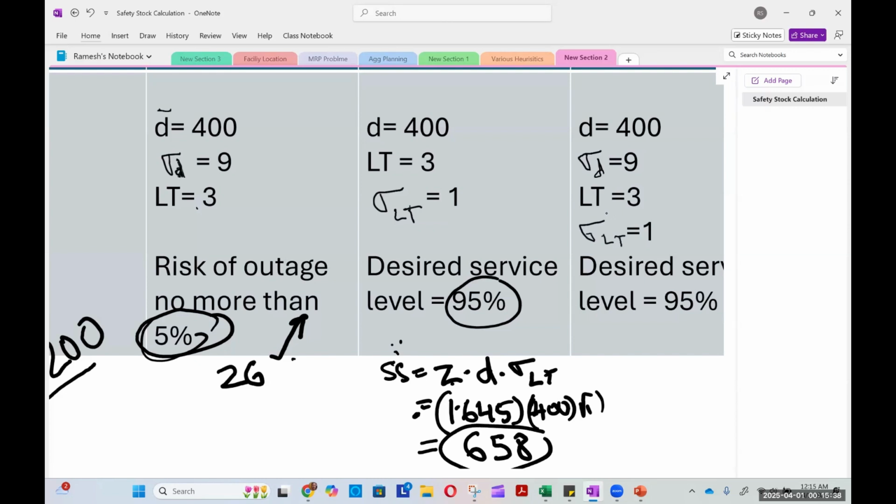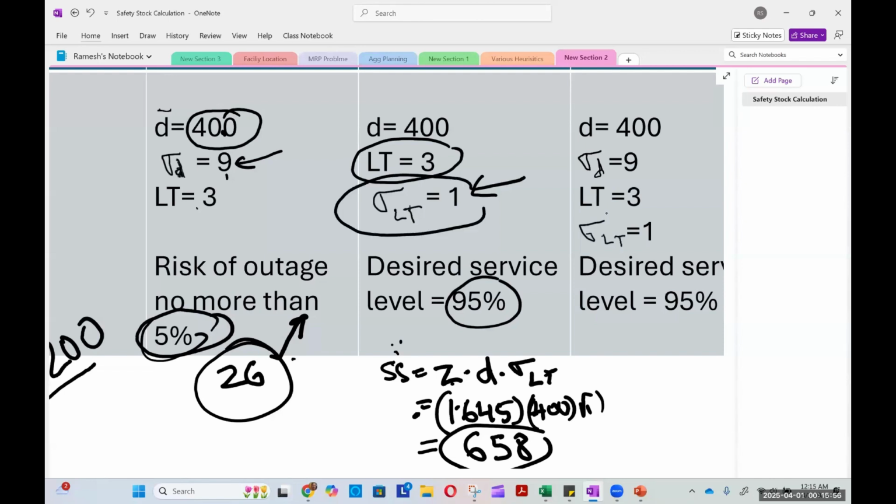And if you think about why it is such a big number here and such a small number there, it is because look at this one. The demand is 400 and the standard deviation is such a small number, 9, as compared to 400. Look at what's going on here. Lead time is 3 days, but the standard deviation is so high, 3 to 1 versus 900 to 4. So I'm not surprised that this number is such a huge number. Okay, so that's the safety stock for the second scenario, 658. I'm going to write it down here. 26 I wrote down here.